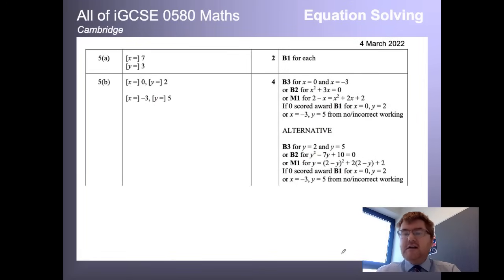So you can check the answers that I've done here. I've done method 1 here for this question here, and you can see where you pick up your method marks. Equation solving, important skill, both paper 2 and paper 4. Make sure you master it.